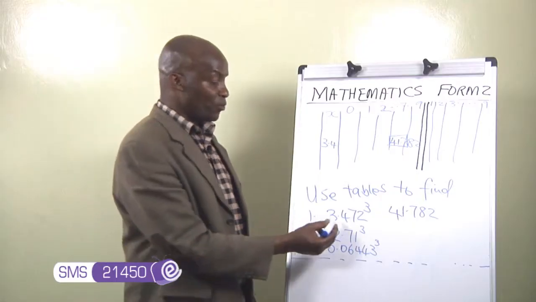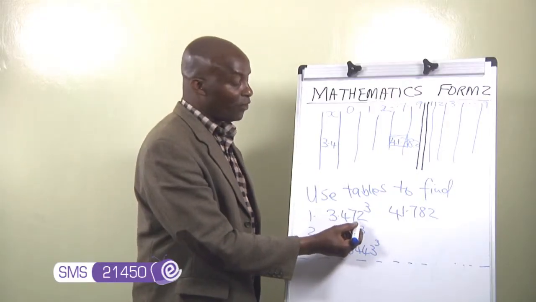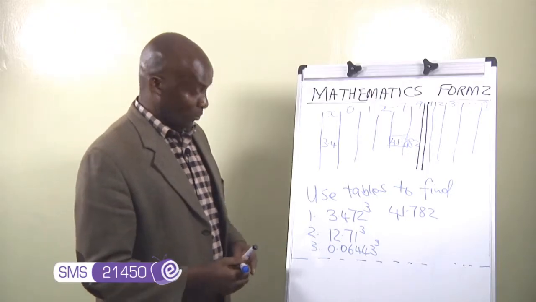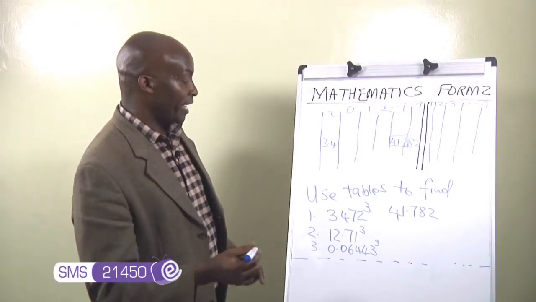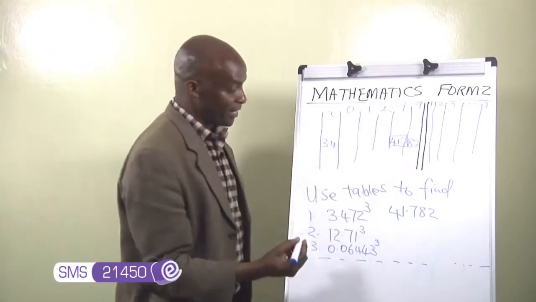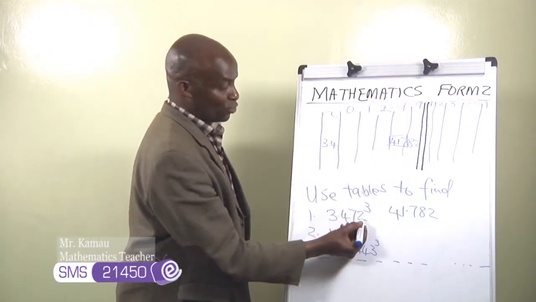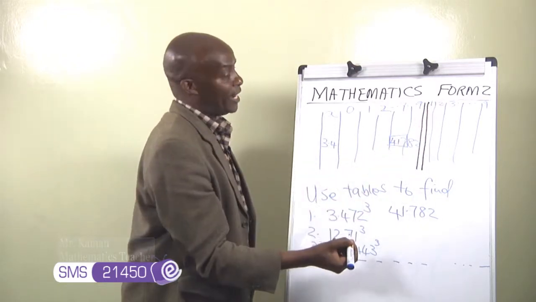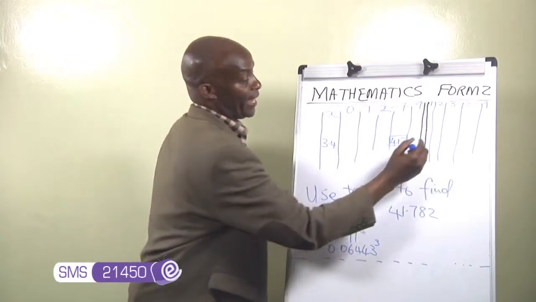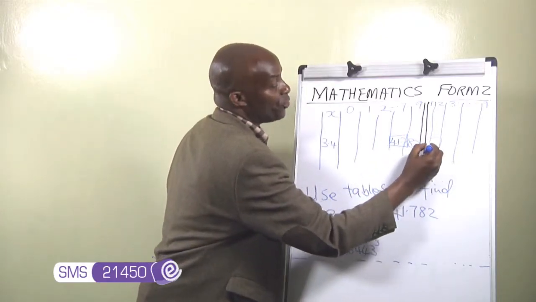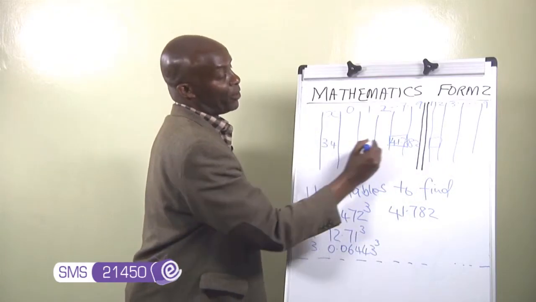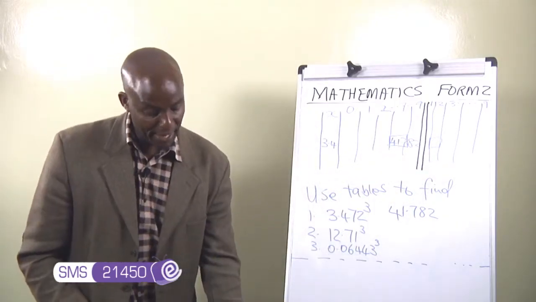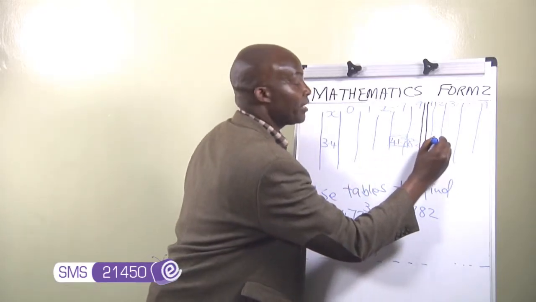But we are interested in the cube of 3.472. So the next thing we do is, from there we now have 7, we need 2. To get this 2, we go to the minor columns and we find column 2. And under this column, still along the row 3.4, you find a number there, and that number is 71.